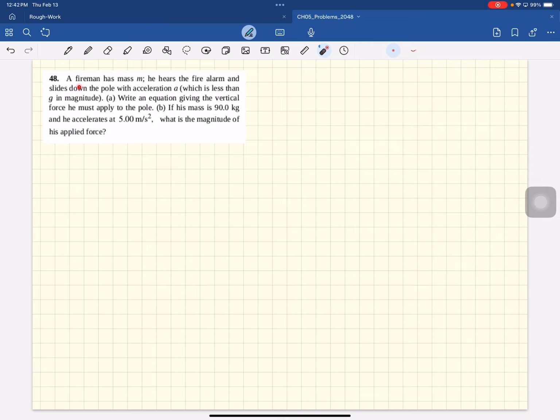Okay, this problem says the fireman has mass m. He hears the fire alarm and slides down the pole with an acceleration a, which is less than g in magnitude. So write an equation giving the vertical force he must apply to the pole. If his mass is 90 kg and he accelerates at 5 meters per second squared, what is the magnitude of the force he applies?